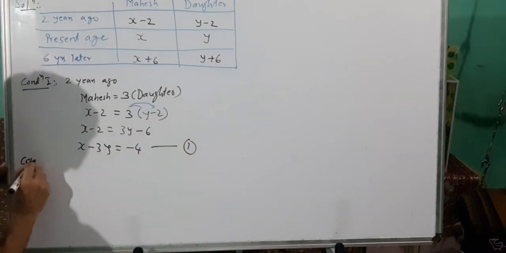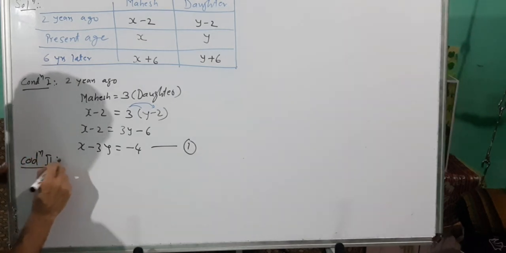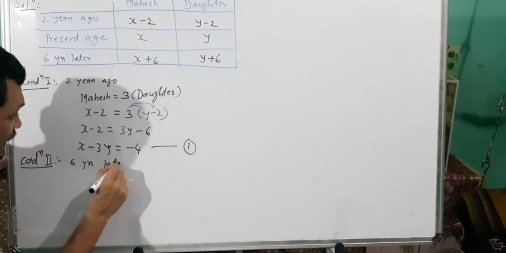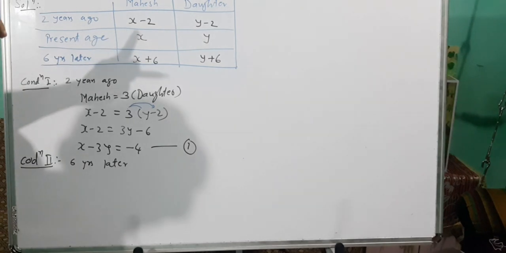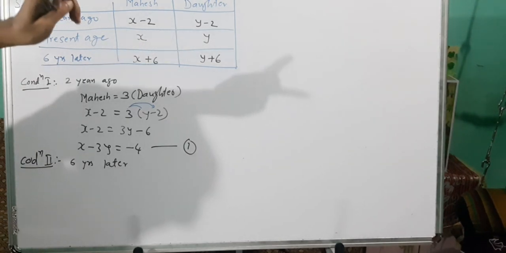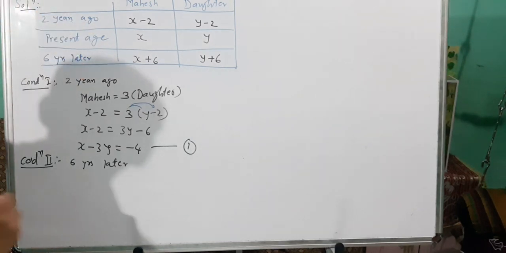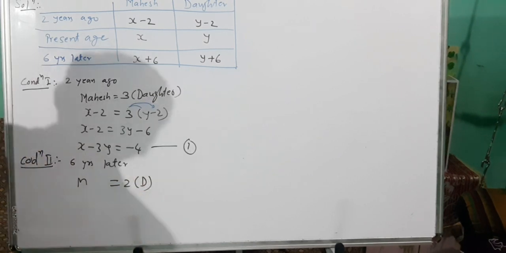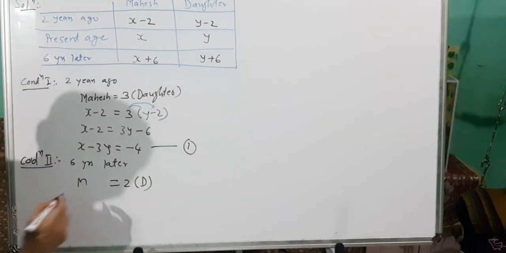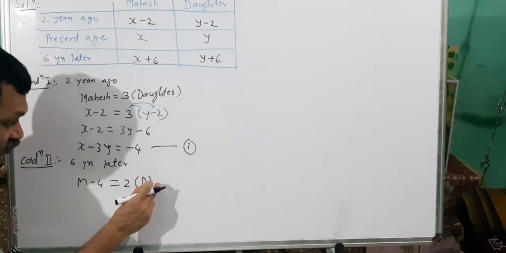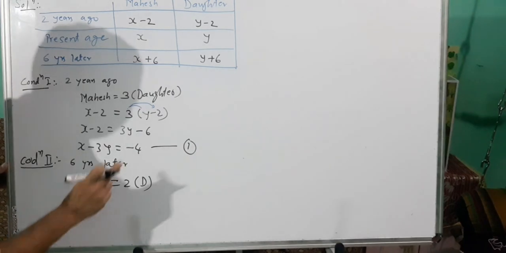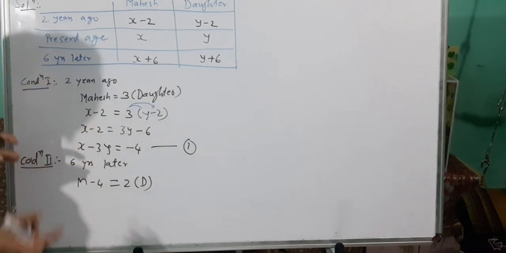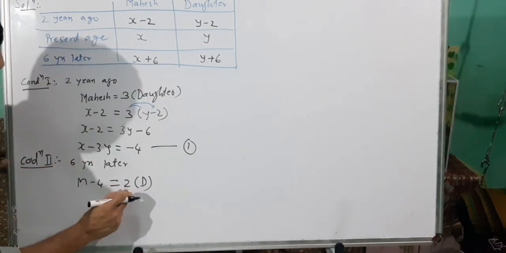So condition 1 gives equation 1. We will go for condition 2. What does condition 2 say? 6 years later, he will be 4 years older than twice her age. Mahesh is 4 years older, so either you can subtract 4 here, Mahesh minus 4 is equal to 2 times daughter, or you can take Mahesh is equal to 2 times daughter plus 4. To make it equal, you either have to subtract 4 here or add it on the other side, because Mahesh is 4 years older. So Mahesh minus 4 is equal to 2 times daughter.